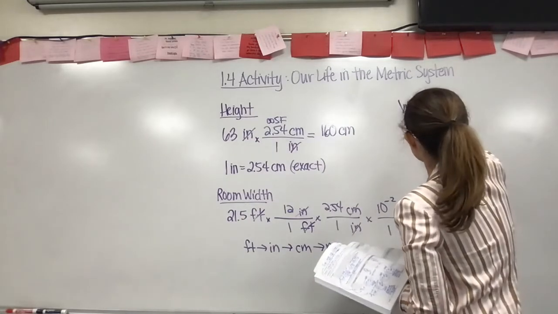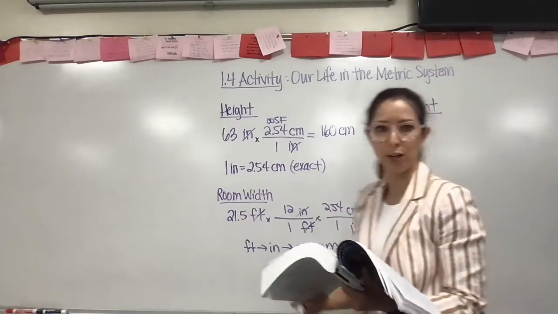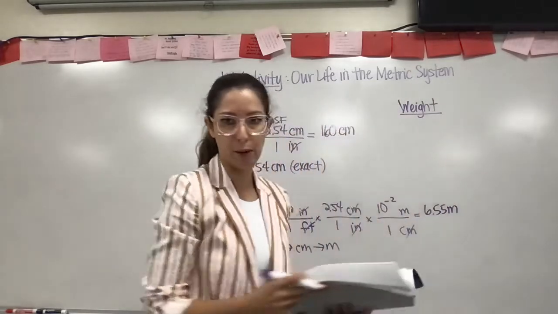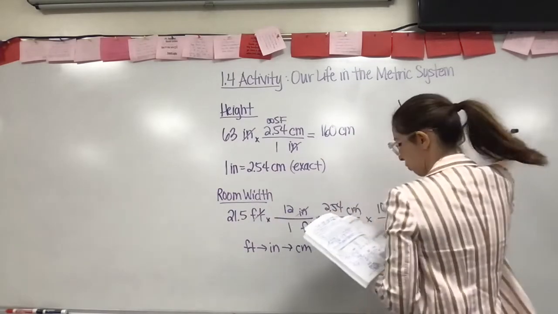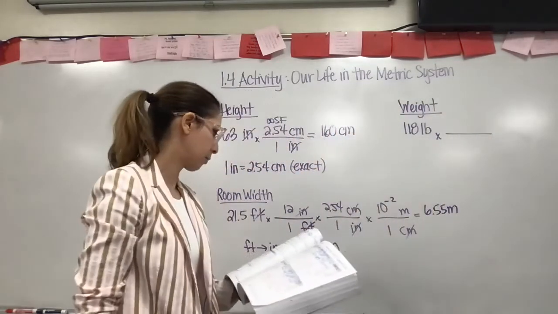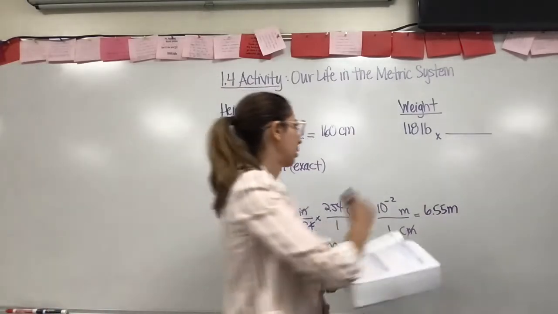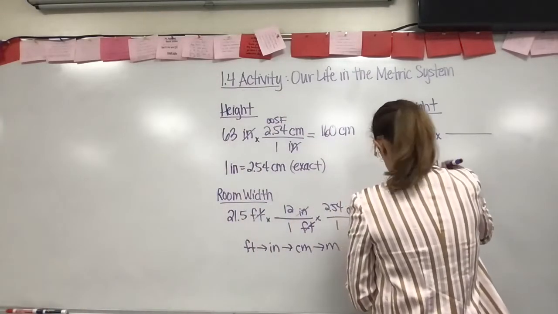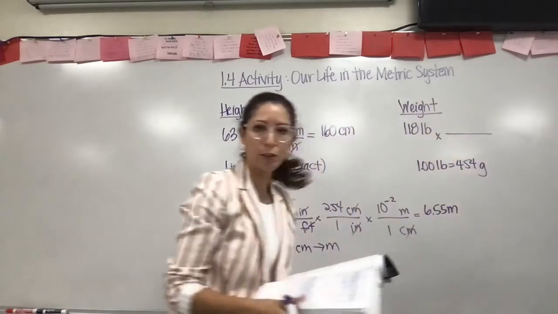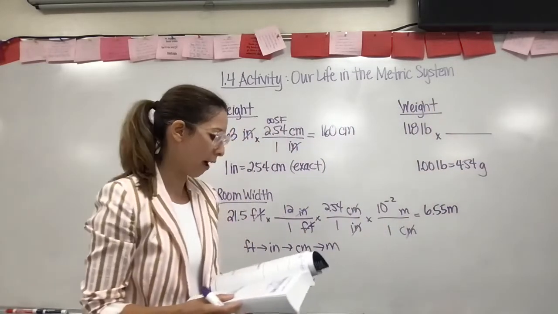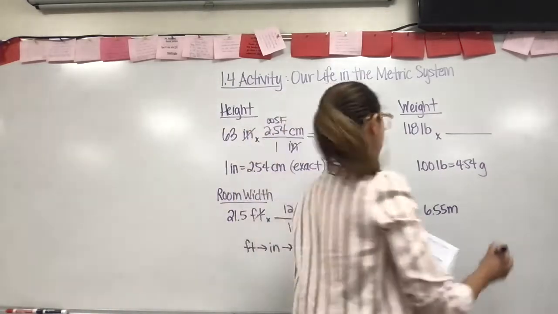Then if you're looking at your body weight, you can use whatever weight you want. You can make one up. It doesn't matter. If we're using mine, I'm going to use 118 pounds as an example. So if we're converting pounds to kilograms, there was a conversion of 1 pound equals 454 grams in a previous problem in the book. So we can use that to convert to grams and then convert grams to kilograms in a one-step metric conversion.